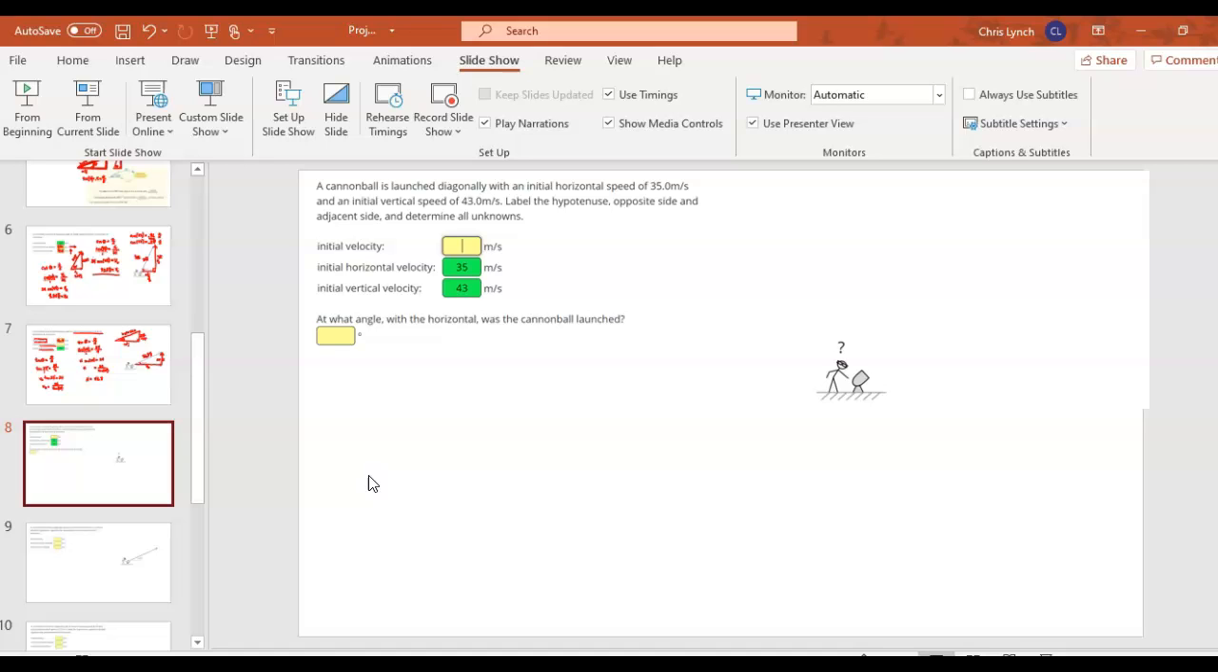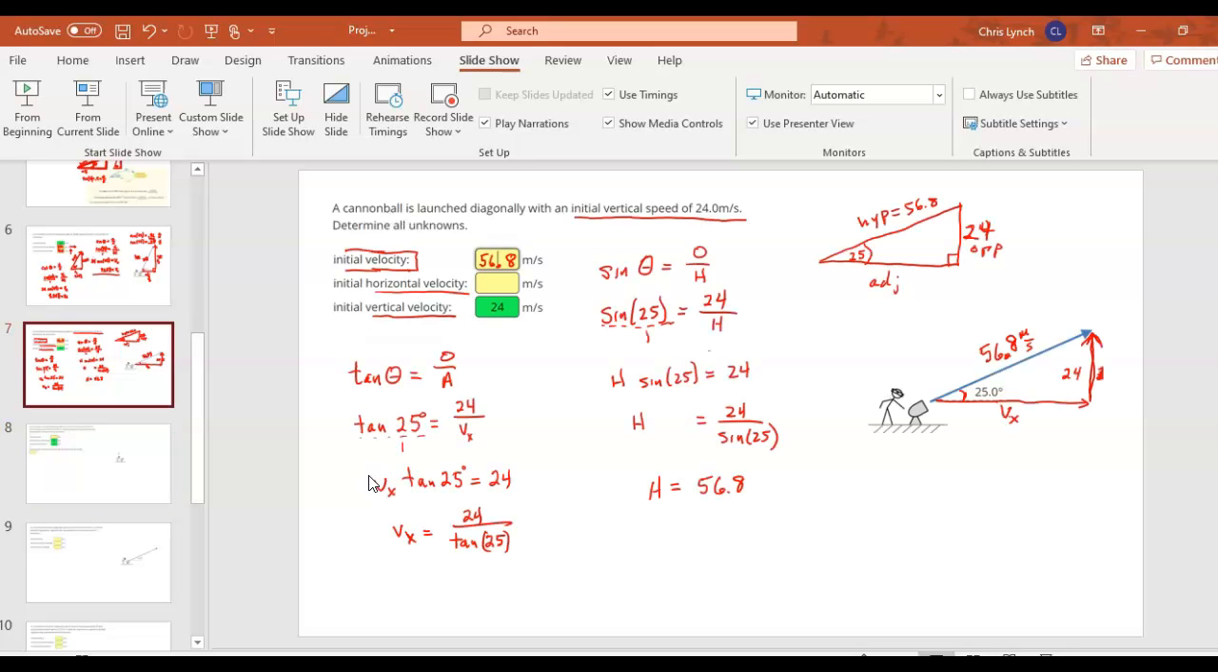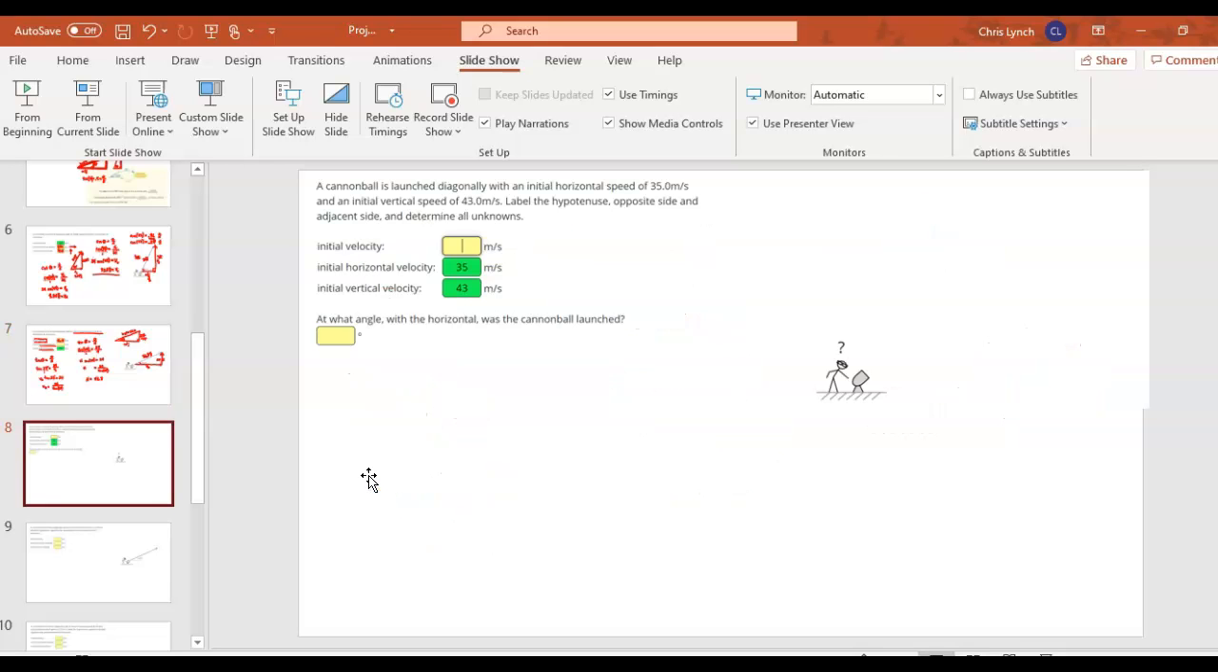All right, so the last problem we did involved where they gave us just the vertical velocity and an angle, and we had to find the other velocities. So now let's just look at the next problem that they give us.